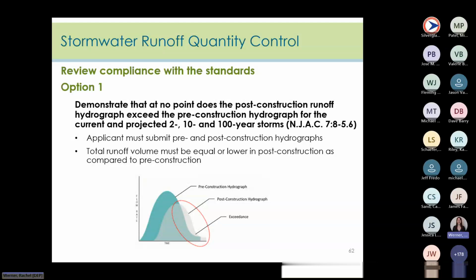So even if the CN is decreasing, i.e. the impervious cover is reduced, if the TC, the time of concentration, changes, that could cause the post-construction hydrograph to exceed the pre-construction hydrograph.